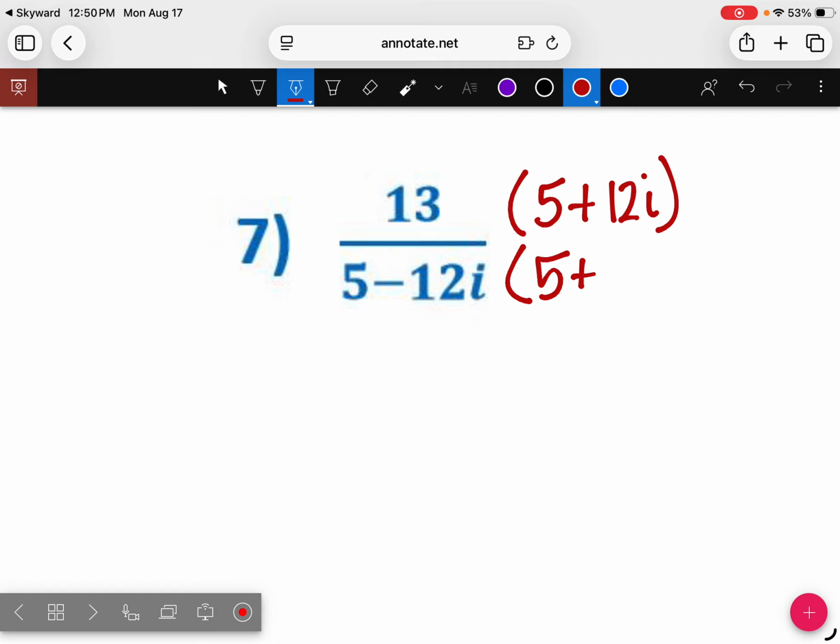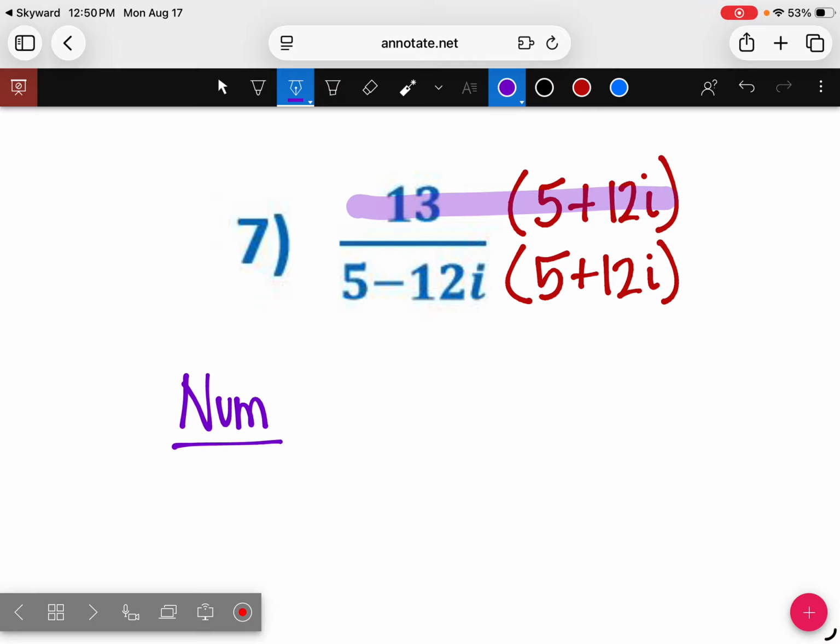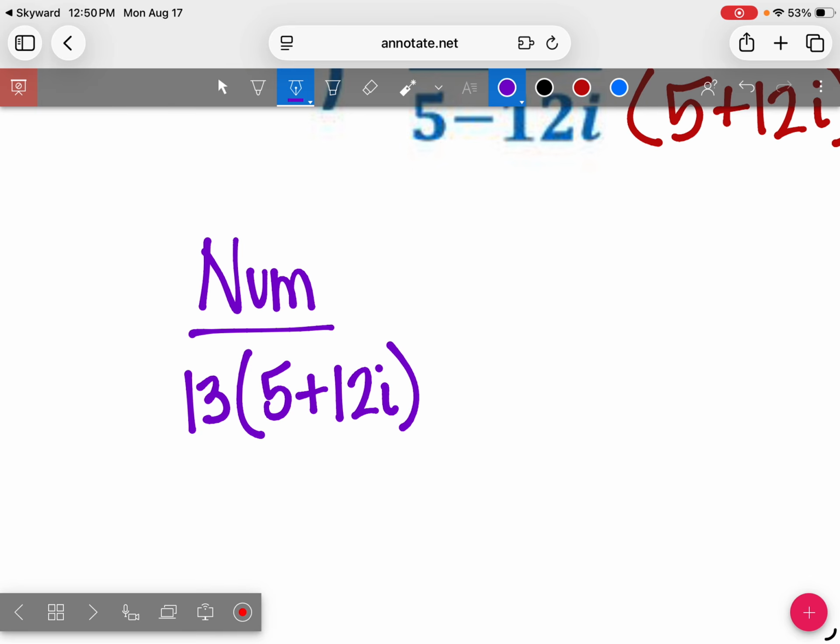All right, so let's do our numerator. This is our numerator. So let's do that. 13 times 5 plus 12i. So go ahead and pick up your calculators and distribute, multiply.